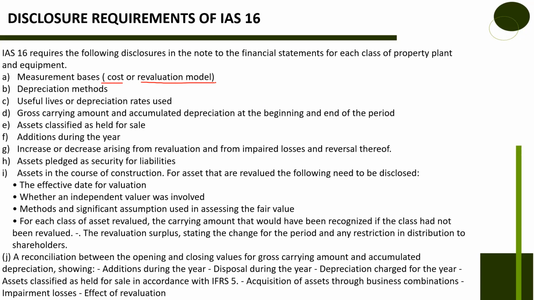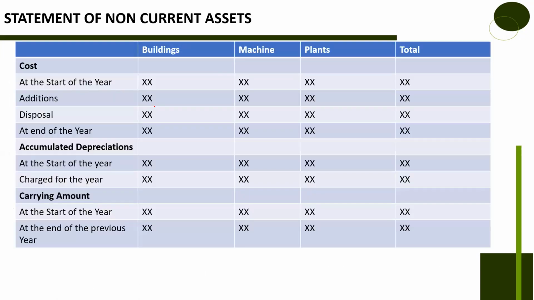Depreciation method. Are you using the straight line method or the reducing balance method? State it. Useful lives or depreciation rate: what's the useful life of the asset that you have been using? State it. If it's a depreciation rate, it has to be consistent and uniform throughout.